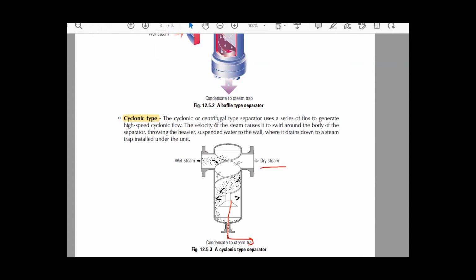The working principle is centrifugal. Centrifugal force generates a high-speed cyclone flow. The steam swirls around the body, throwing the heavier suspended water to the wall. Then it drains down to the steam trap installed underneath.